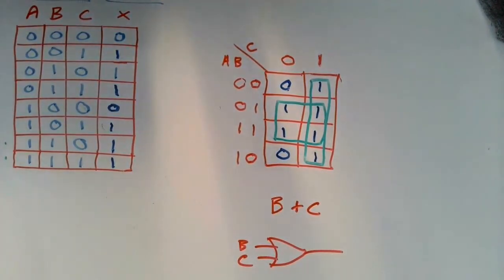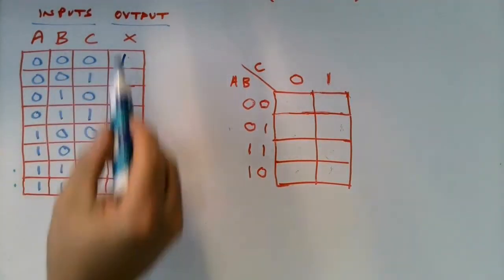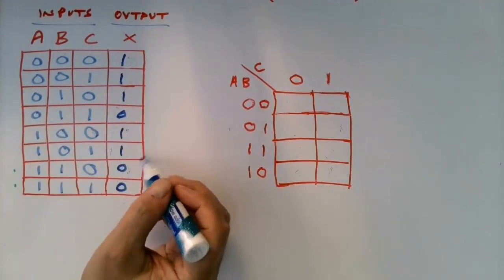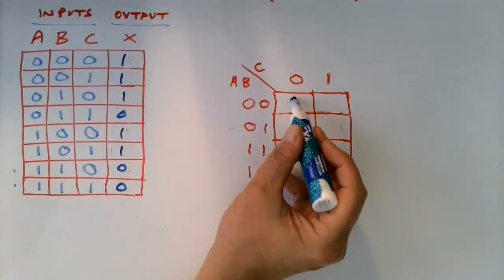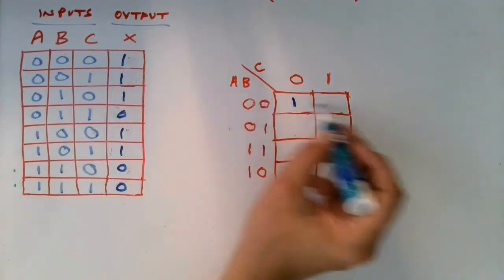Let's go through a couple other quick examples. Okay, let's do another example here. Kind of like doing Sudoku, but not really. So I've created another truth table here of an example circuit, and we have 0, 0, 0. A, B, and C are 0, so we have a 1 there. 0, 0, 1 is a 1.